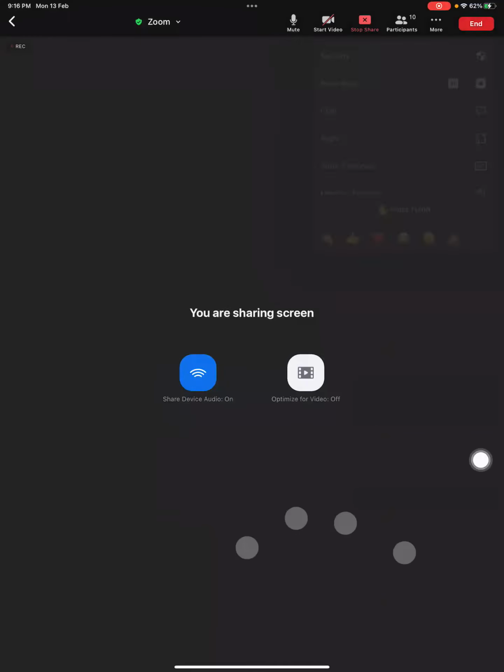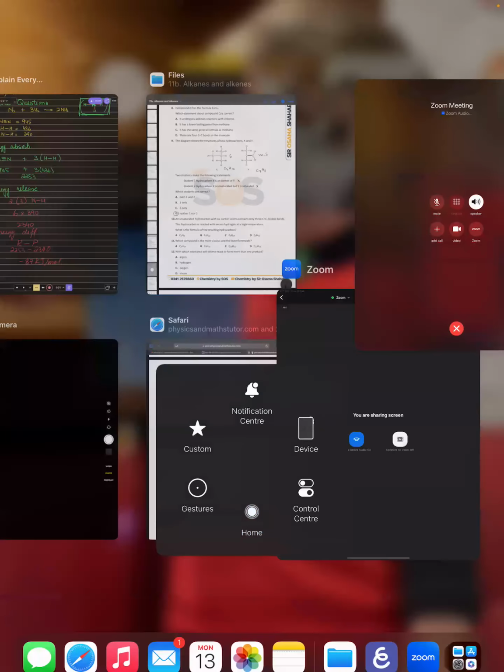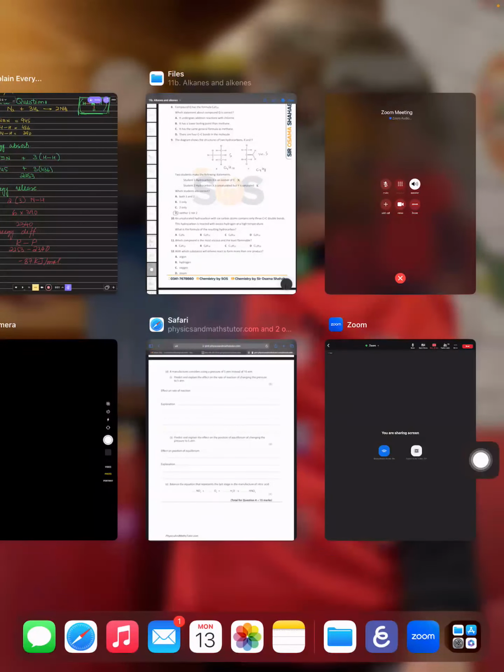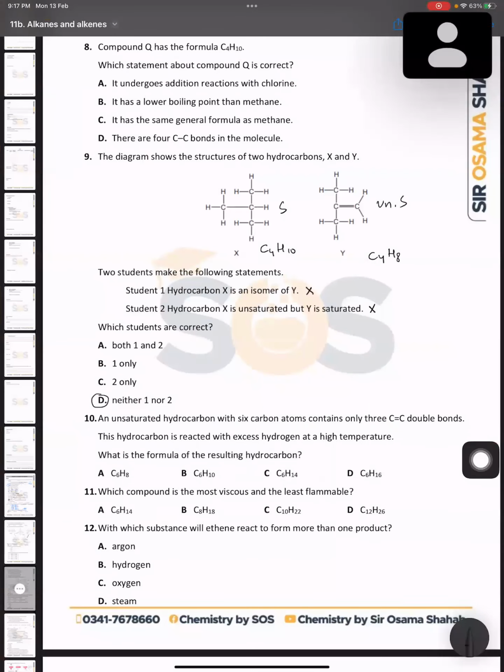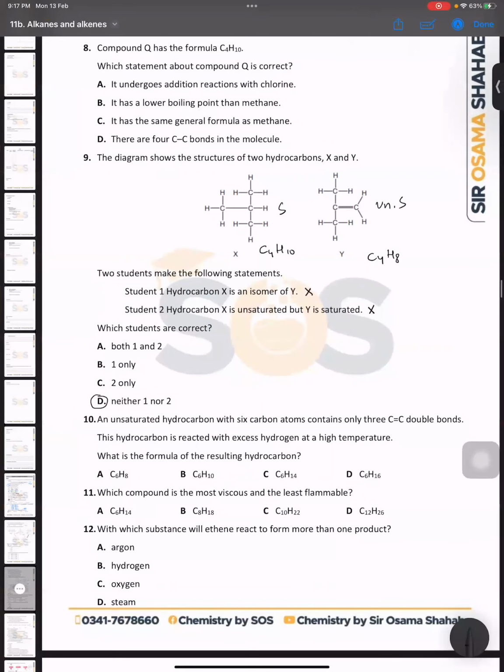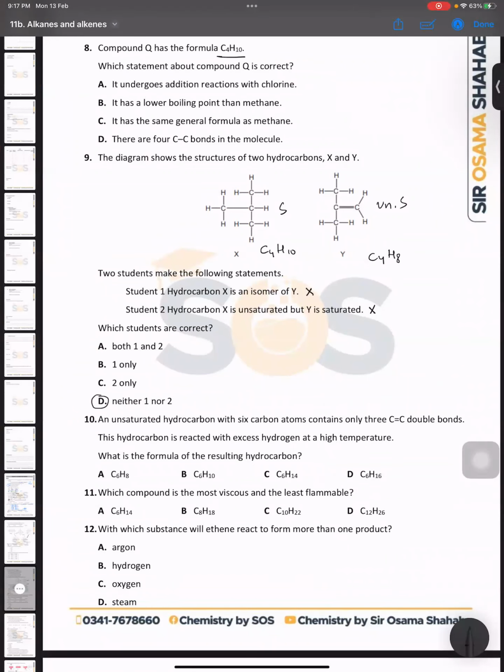So children, let's see what the answers to these questions can be. Many of you are doing right, mashallah. You just need to see that compound Q has the molecular formula C4H10, and we know that it is a family member of alkanes because the hydrogens are double plus 2 than carbon. Which statement about compound Q is correct? It undergoes addition reaction? Not at all. It will go through substitution reaction because addition reaction is a property of alkenes.